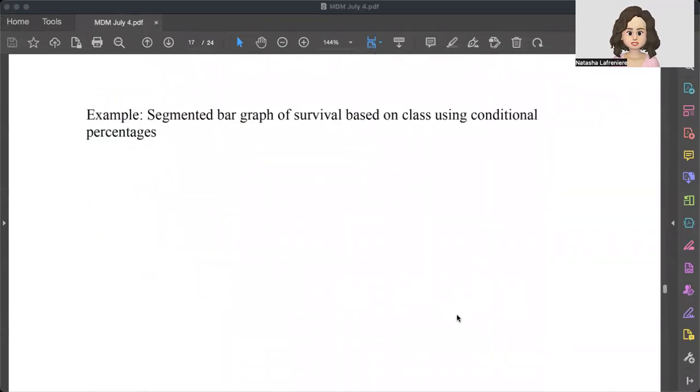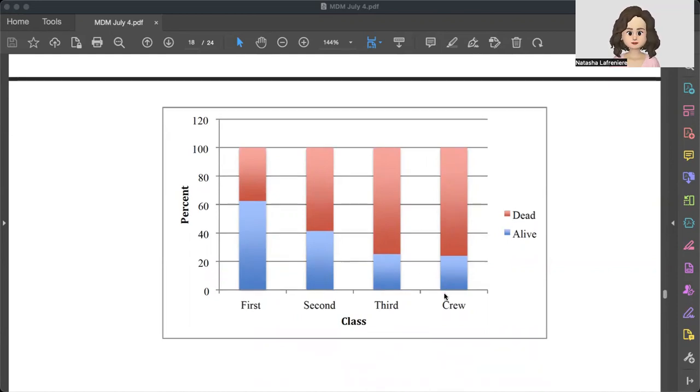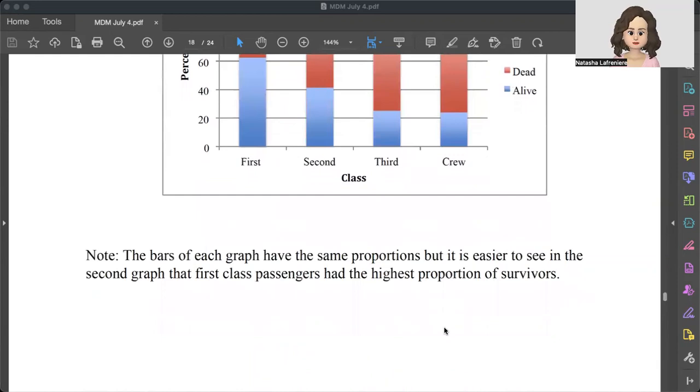If we look at it from the conditional percentages, it shows us a little bit clearer. The numbers are all the same, but it shows us the percentage of the people that survived the Titanic. The bar graphs have the same proportions, but it is easier to see in the second graph that first class passengers had a higher proportion of survivors. So it's a little bit more clear, and in my opinion, that's what I would use.